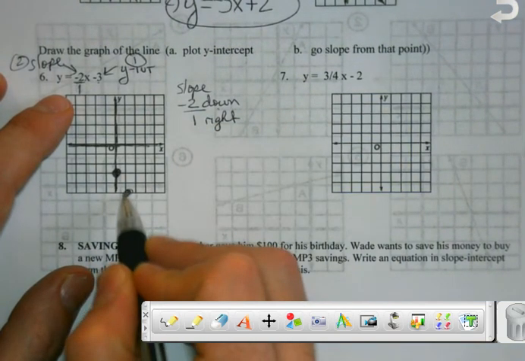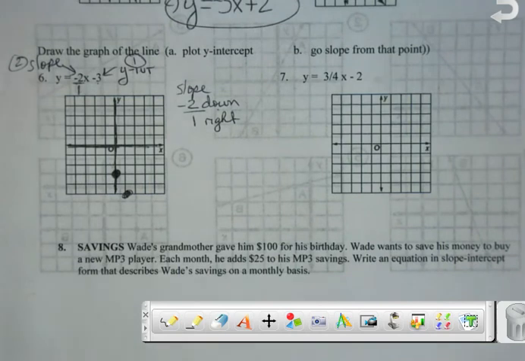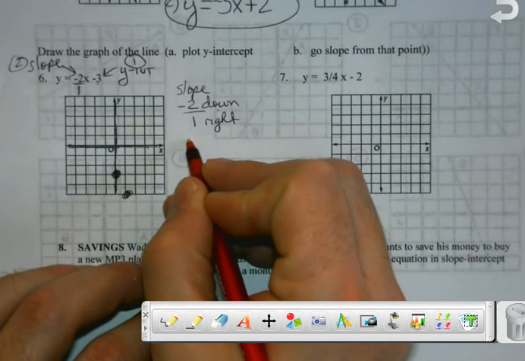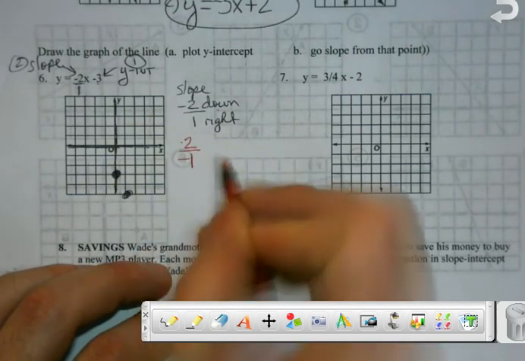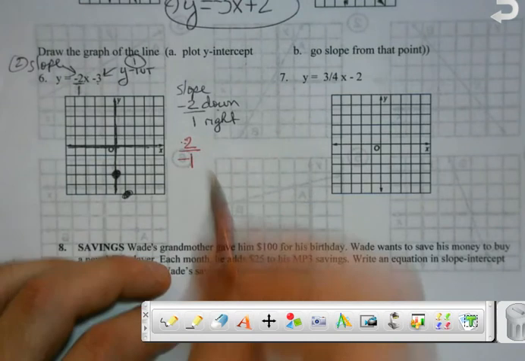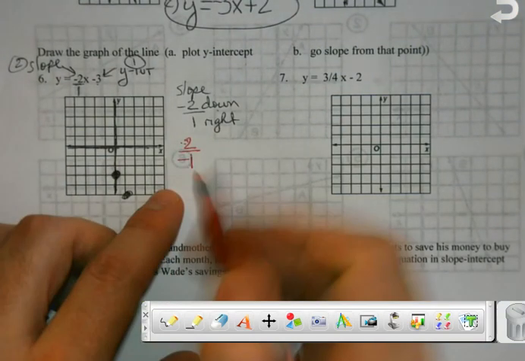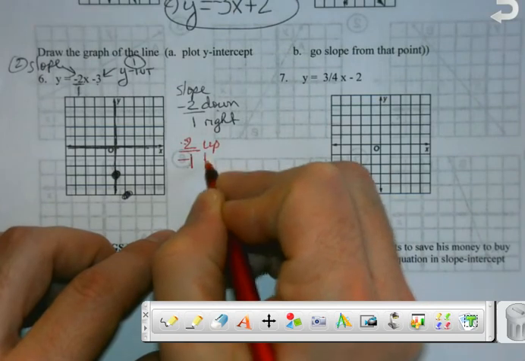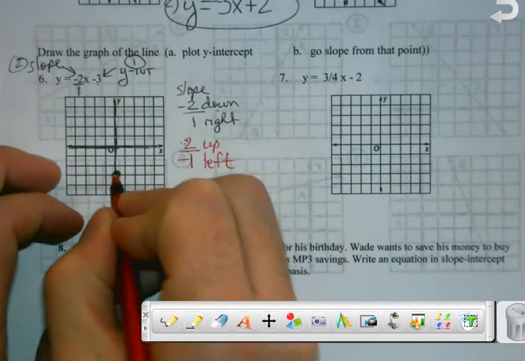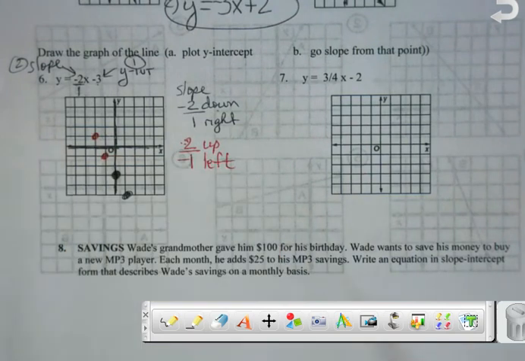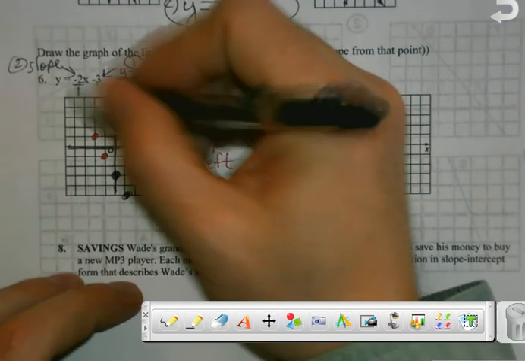Now, Michael brought up an interesting point. If I wanted to make more points to make my line more accurate, I could put the negative on the 1 instead. So if I switch the negative and positive, it's the same value. That's going to change this to up 2 and left 1. And I'd be able to make more dots to make my line more accurate.